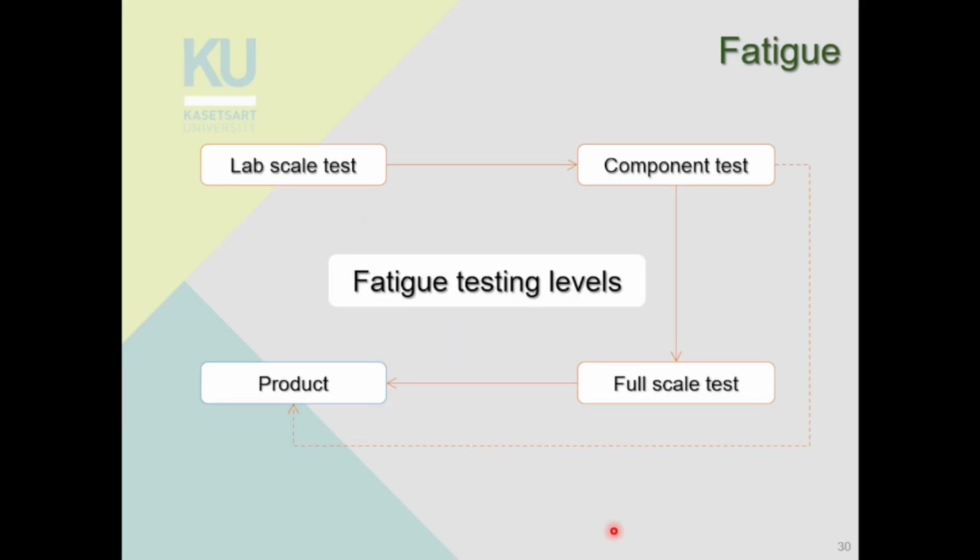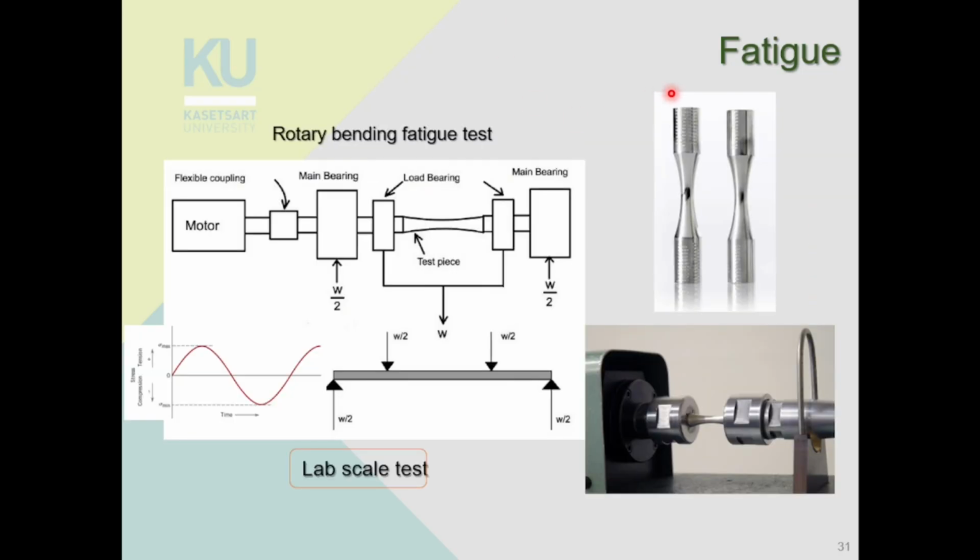Okay, so how do we test for fatigue? Right? Fatigue testing, we have different levels. We have lab scale tests, we have component tests, we have full scale tests, and then product tests. Okay, in lab scale testing of fatigue, what we usually do is we are testing different materials to see their fatigue behavior.